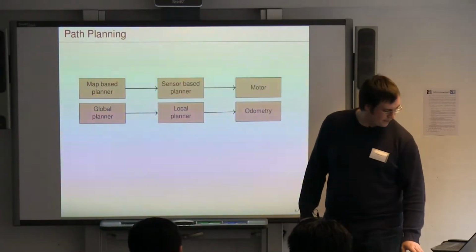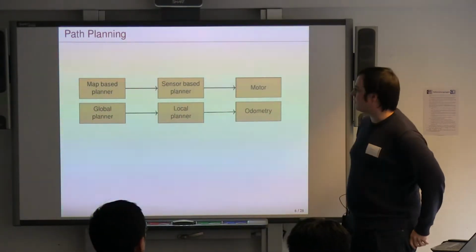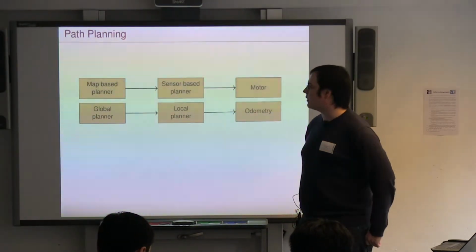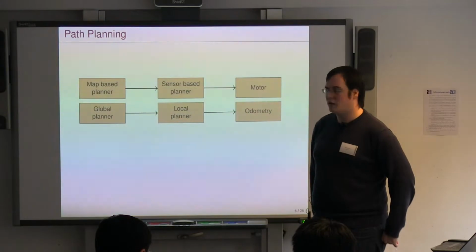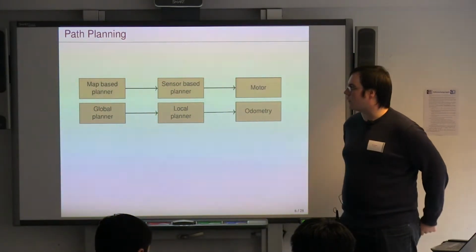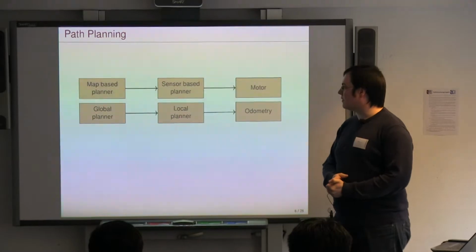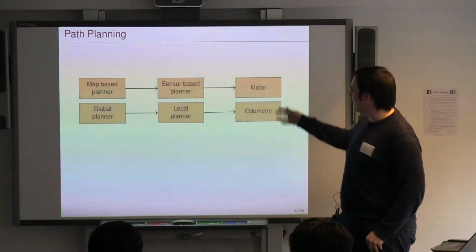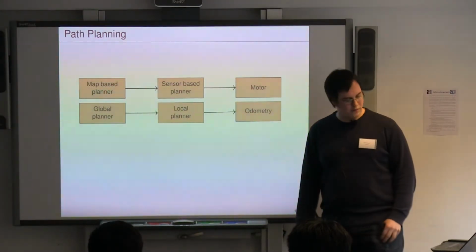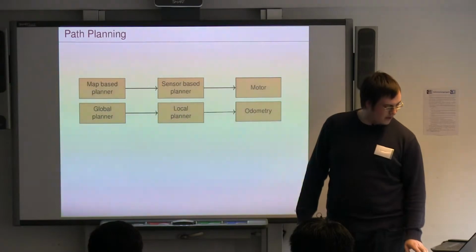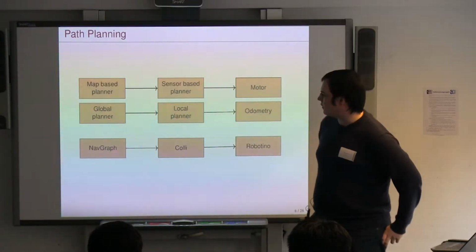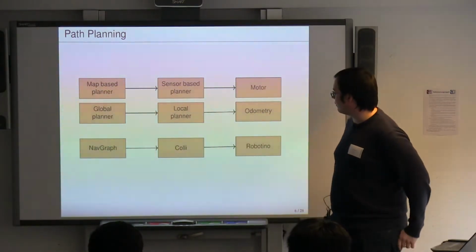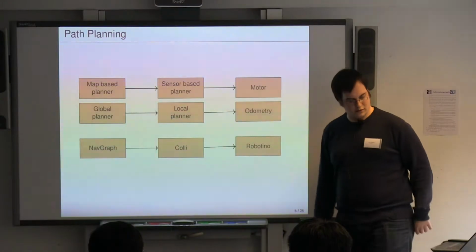So the next part will be about the path planning. The typical way of path planning in robotics is that you have a map-based or global planner, which is, as the name says, based on the map. Then a sensor-based planner or local planner, which is based on sensors, and then the realization of the driving commands by the motor. In the Fawkes robotic framework, the global planner is called NavGraph, the local planner Collie, and the motor is called Robotino.